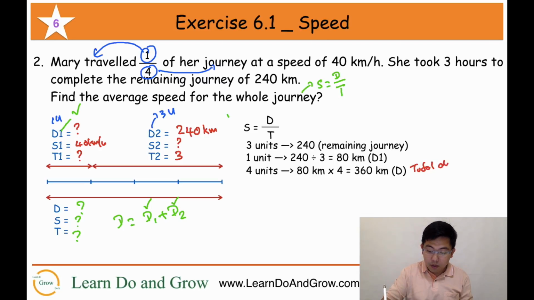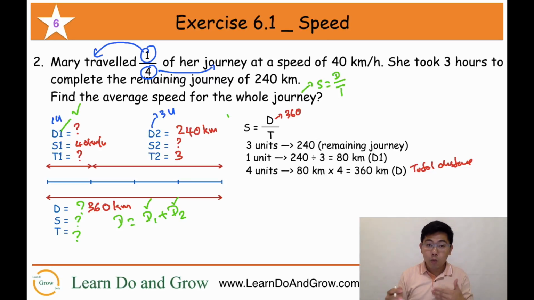And that belongs to the total distance, which is 360 kilometers. We already found out here 360, and we still need to find the total time.